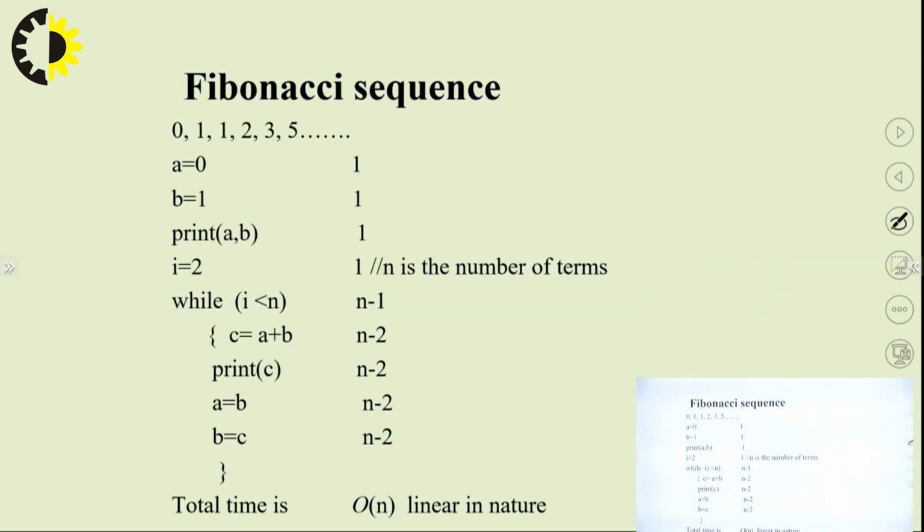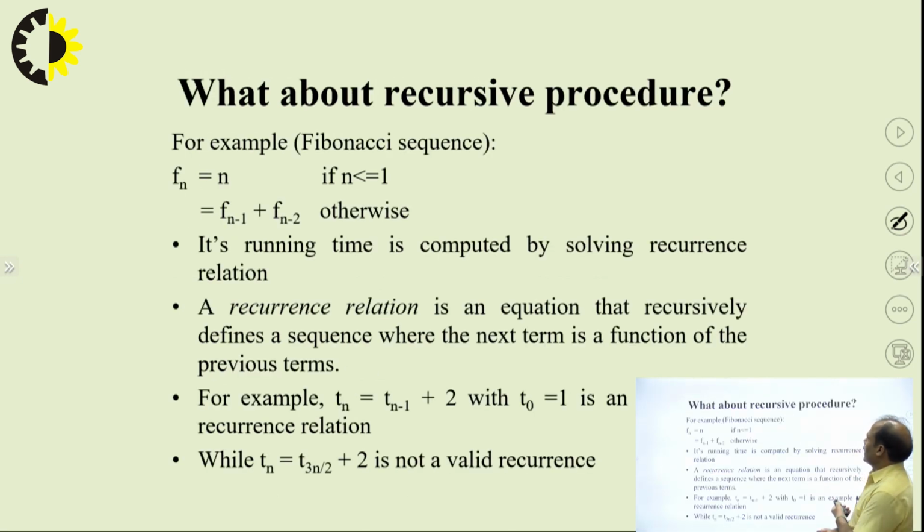Let us have another example, the Fibonacci sequence. Here this is constant, its running time is 1. This is also constant, its running time is 1, and all of them are constant, but this one's running time is n minus 1. If we sum up all the times, we will see that the overall time is big O of n, which is linear in nature. So what about recursive procedures?